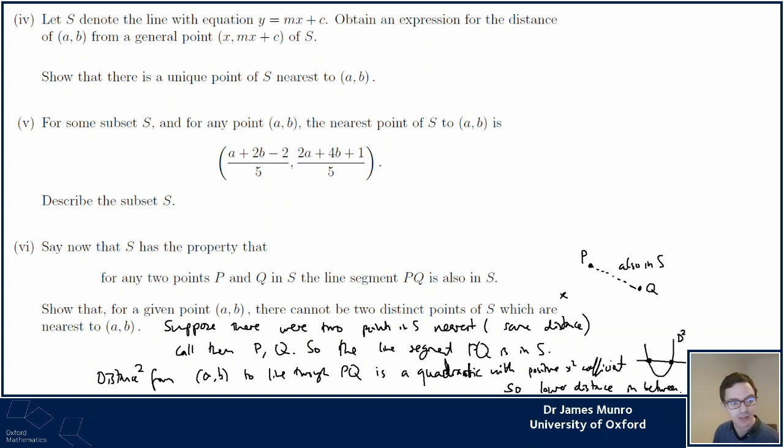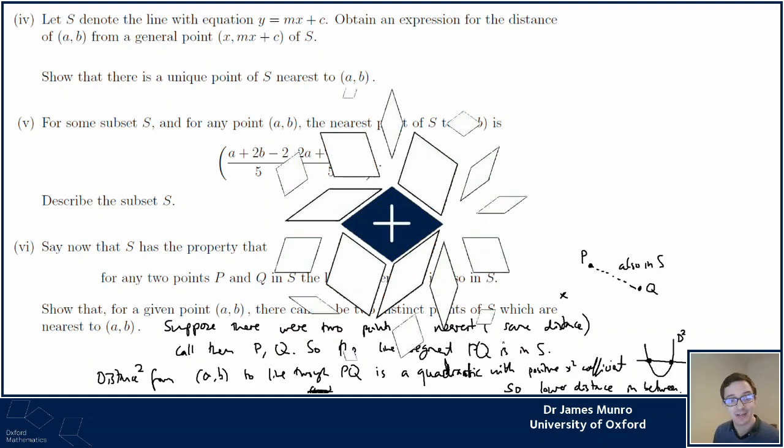That's a contradiction. So my proof by contradiction is complete. There can't possibly be two different points the same distance in S, because then the line segment in between would also be closer to the point A, B, and in S. So that's a contradiction. And that's the end of this question.